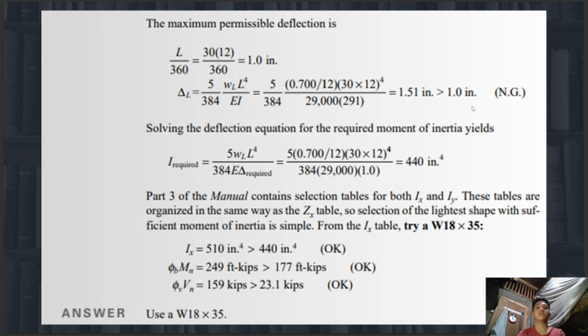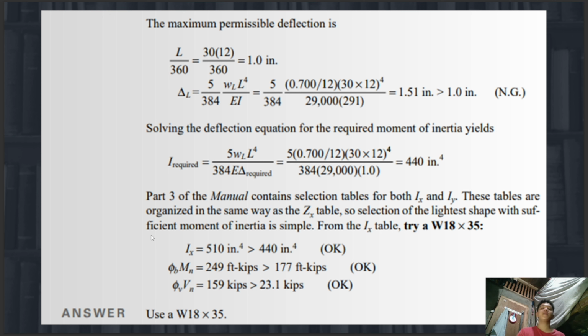Mag-select na sa table. Isolve na lang ang I required. So, solving the deflection equation for the required moment of inertia yields I required equals 5 W L to the 4 over 384 E delta required. So delta required is 1.0. Ipang-plug in na ang value, 360 inch power 4.